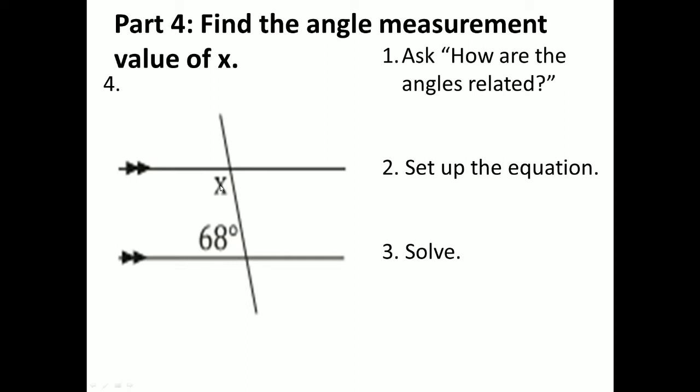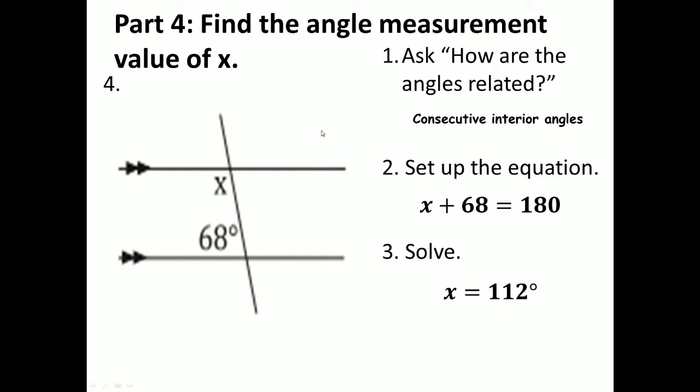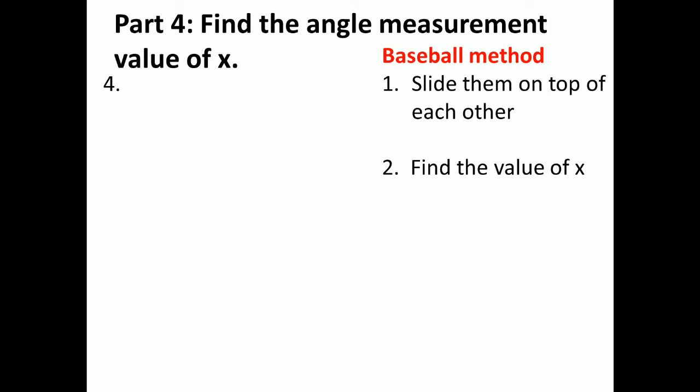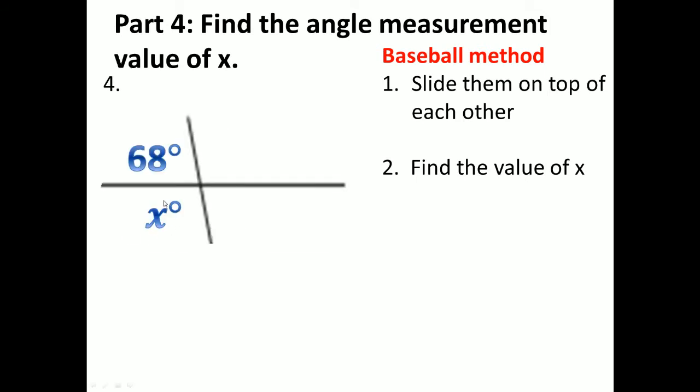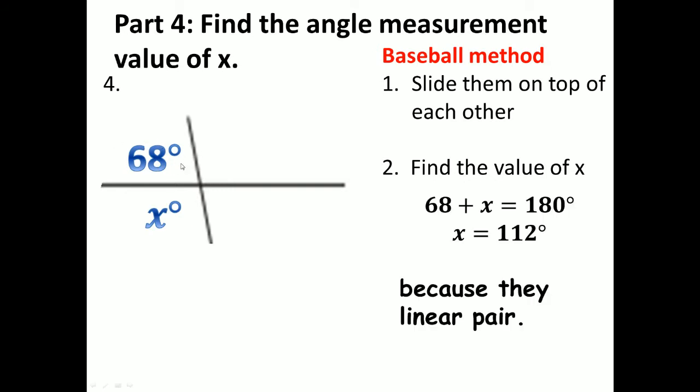Next, again, this is number 4, how is x and 68 related? X and 68 are related because they make a linear pair. These are your consecutive interior angles. So x plus 68 equals 180, subtract 68 from both sides, you get x equals 112. All right, baseball method, same thing. X was right here on the bottom, 68 was up there to the left, they're linear pairs, so they add up to 180. So x is equal to 112 because you subtract 68 from both sides. All right, so x equals 112 because they are linear pairs.